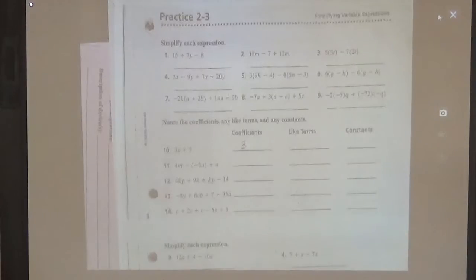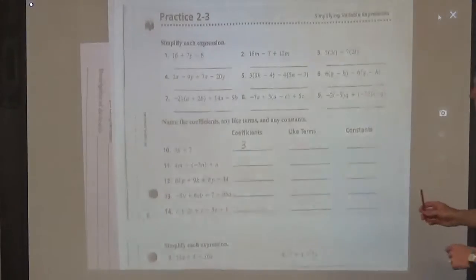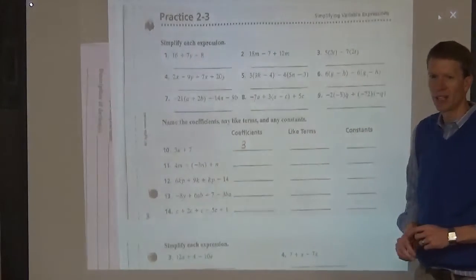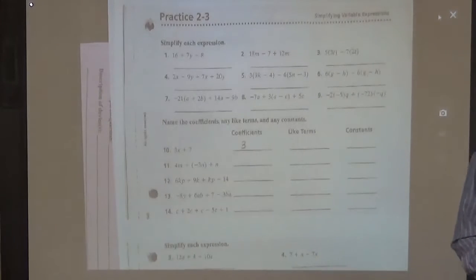Now, like terms. Are there any like terms? That's another one from your notes. What is a like term? Maya?